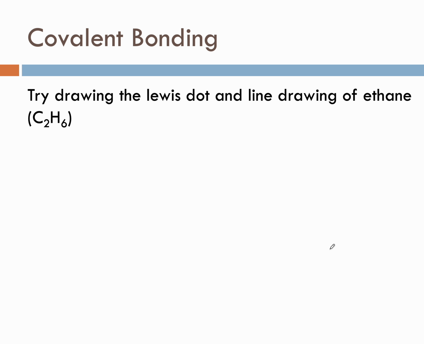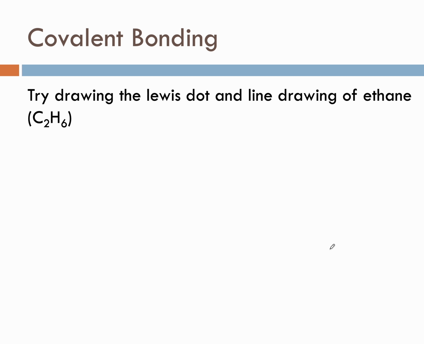All right, next try drawing ethane. This one's harder. You've got to have 2 carbons and 6 hydrogens, and somehow they have to all fit together to make something that works out. Notice that carbon has 4 valence electrons because it's in group 14, and hydrogen has just 1. See if you can make that work out so that everybody has a full octet, a full valence shell. Give it a go.